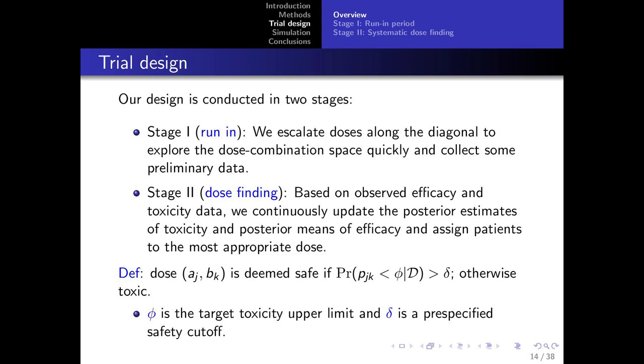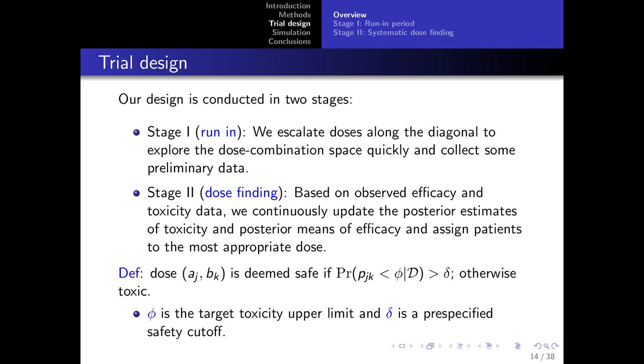And stage 2 is the formal model-based dose finding phase. In this stage, based on observed efficacy and toxicity data, we continuously update the posterior estimates of toxicity and efficacy, and then assign patients to the most appropriate dose.